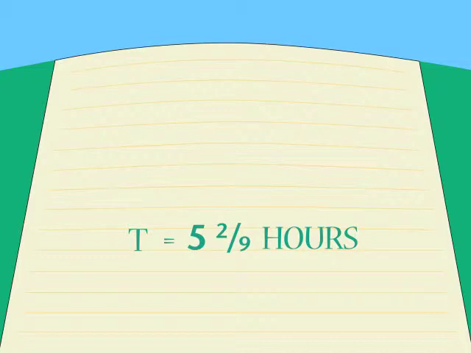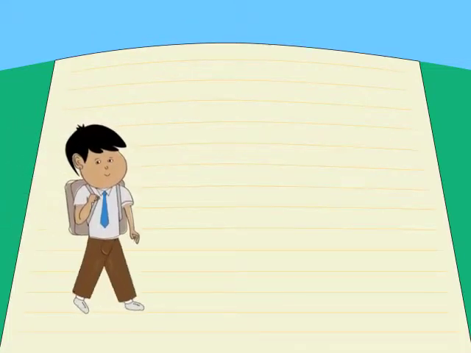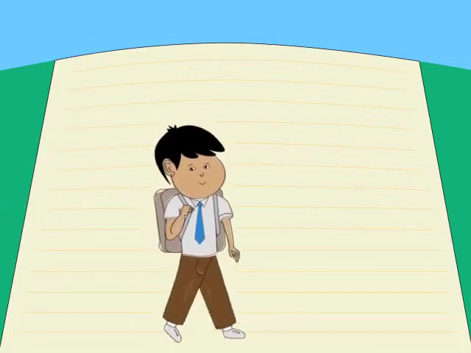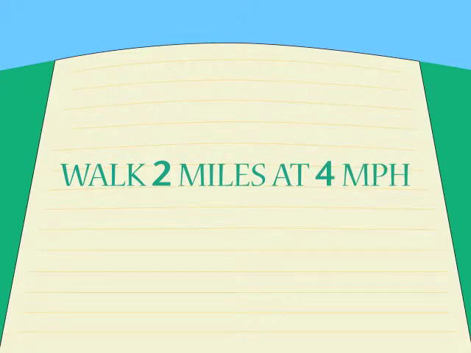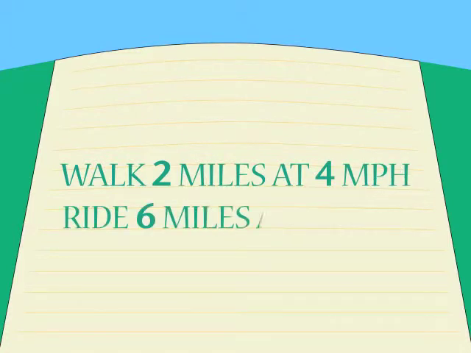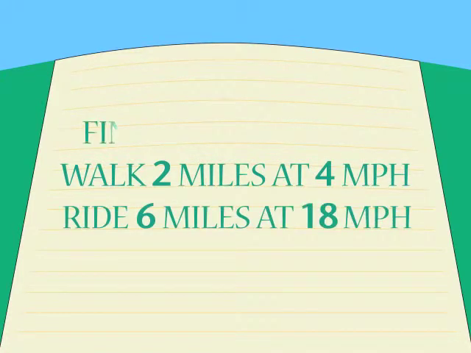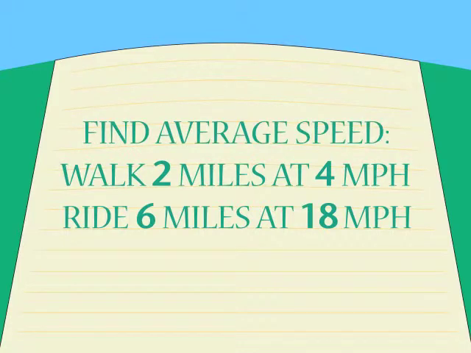Let's say that you live outside the city, even a couple of miles beyond the bus line. Your car is in the shop, so you have to walk 2 miles to the bus and then ride 6 miles to work. If you walk 2 miles at 4 miles per hour and ride 6 miles at 18 miles per hour, what is your average speed for the entire journey?